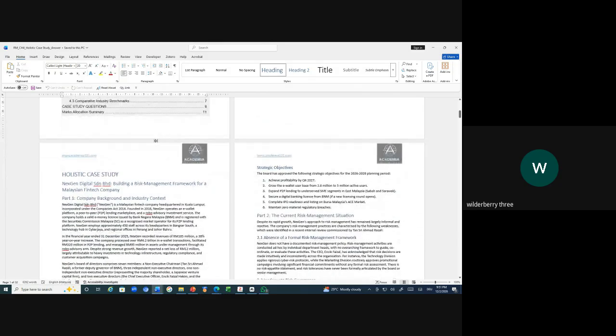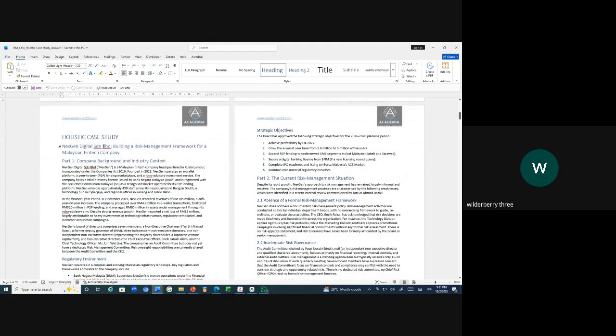So here we have Next Generation Digital, Sandra and Berhard. Building a risk management framework for a fintech company. You have the background, quite contemporary. You have the background of the fintech company itself, because fintech is gaining much more importance and is even, let me say, competing now with traditional banking, and is growing at a much faster pace than traditional banking is.